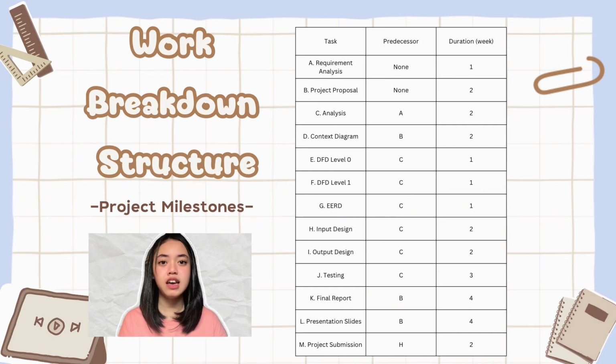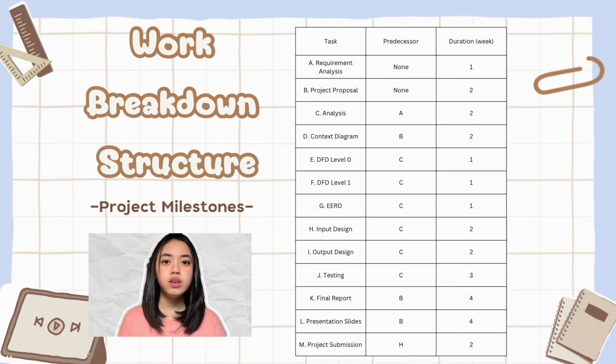Requirement analysis takes 1 week and project proposal takes 2 weeks. After requirement analysis finishes, we move to the analysis phase, which takes 2 weeks. From here, we do 4 things together: context diagram, DFD level 0, DFD level 1, and EERD, because all of them depend on the analysis phase.